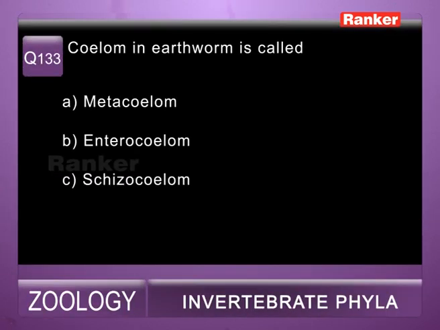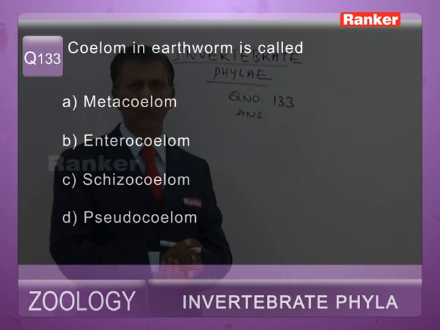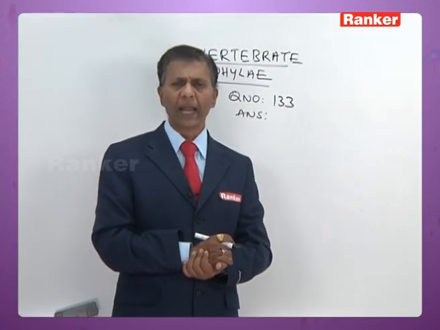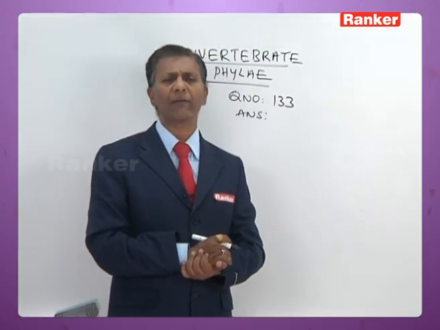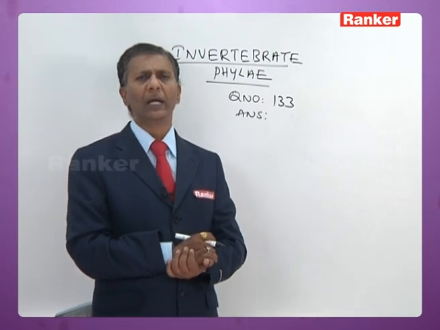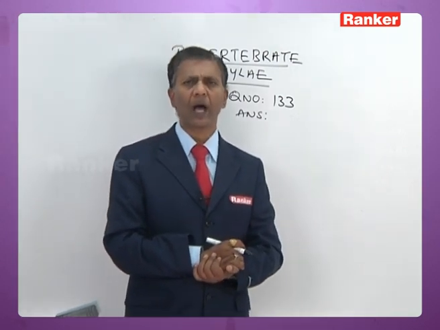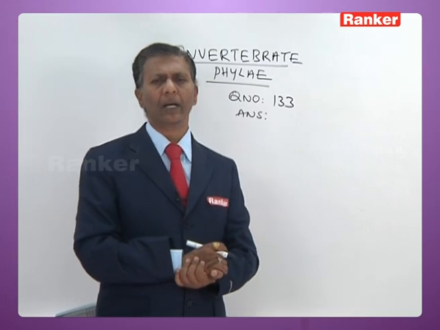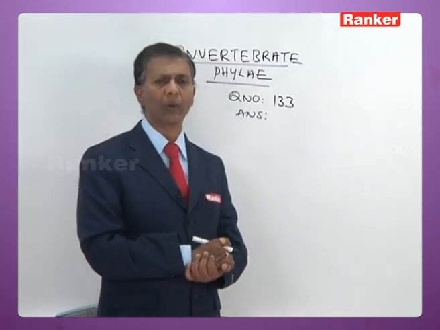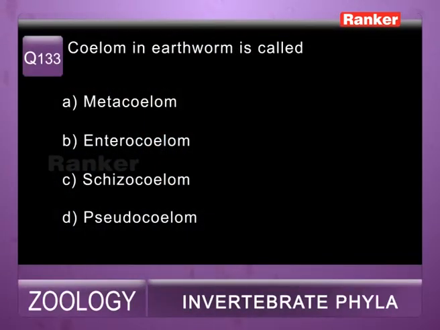Now 133 question: coelom in earthworm is called A, metacoelom, B, enterocoelom, C, schizocoelom, D, pseudocoelom. Annelida is the first formed invertebrate phylum with schizocoelom. It is noticed in Annelida, Mollusca, Arthropoda and Vertebrata. In all of them, the coelom is schizocoelom. So 133 question, correct answer is C, schizocoelom, which is formed by splitting of mesoderm.